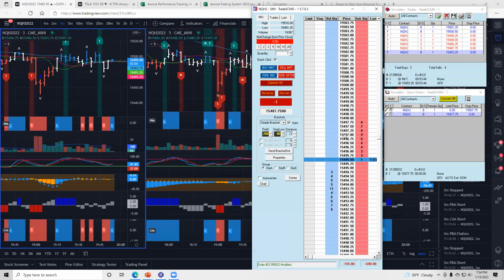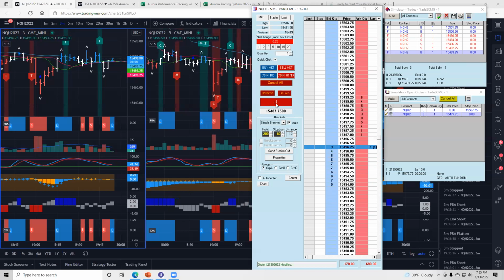And then if I wanted to exit this trade, I am short. There's a red background with a -1. I'm short one contract. If I wanted to exit this trade, I would simply click buy market.